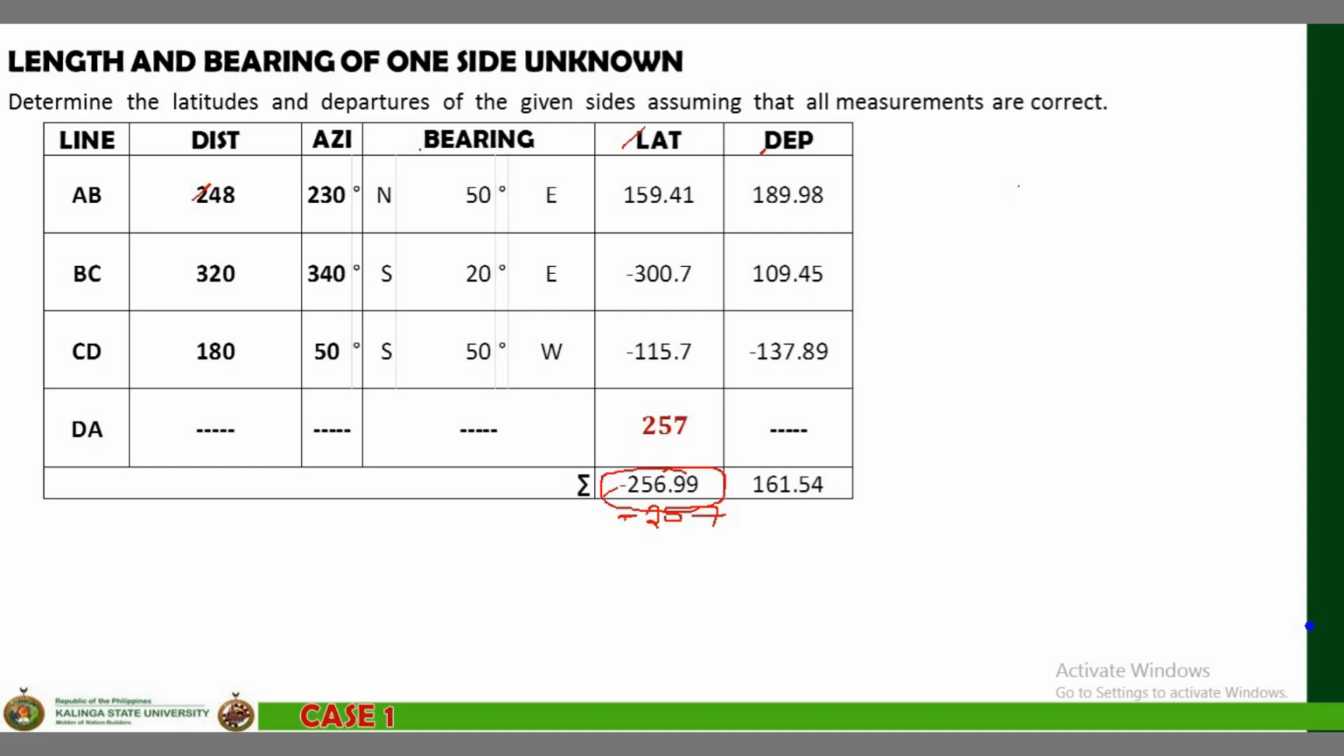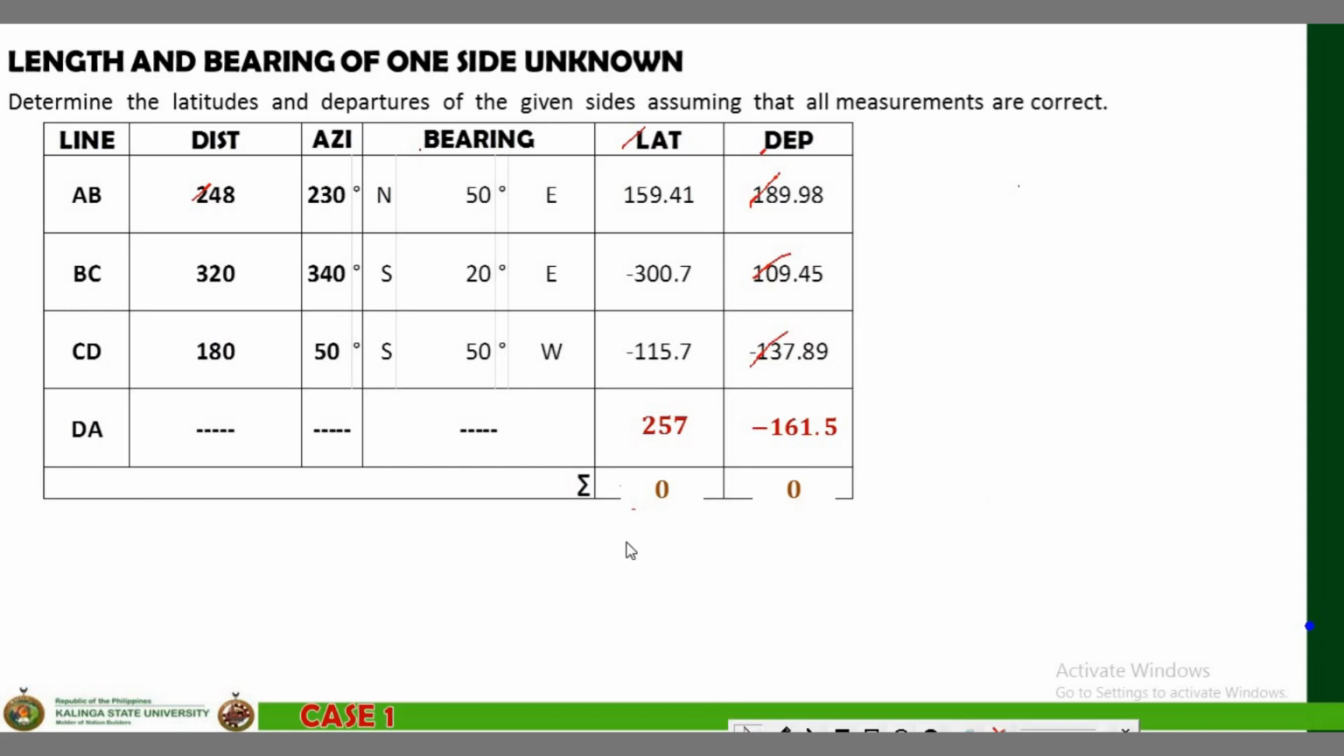Kasi once na i-take ko yung sum, dapat mag zero out. Diba yun ang gusto natin, mag zero out yung sum. Ganun din ang ginawa ko dito sa departure. If we take the sum of these three, the answer is 161.54. Now you have to take the opposite of this, that is equal to negative 161.54. Yan ang magiging departure ni DA. So when you take the sum from AB to DA, it becomes zero. So nakuha na natin ang latitude at departure ni DA.